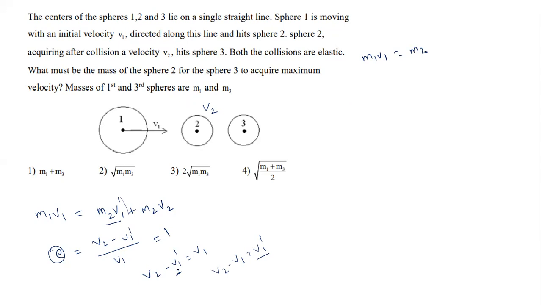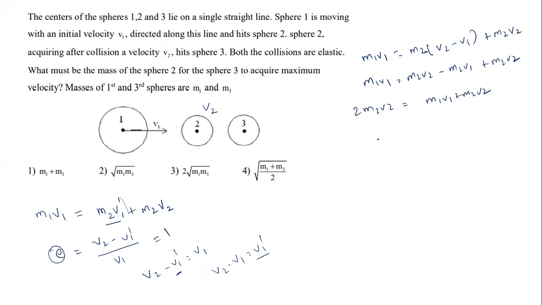What did I say? Right. V1 dash will be what? V1 dash will be V2 minus V1 plus M2, right? Right. M1 V1 is equal to M2 V2 minus M2 V1 plus M2 V2. So this is 2 M2 V2 is equal to M1 V1 plus M2 V2, right?